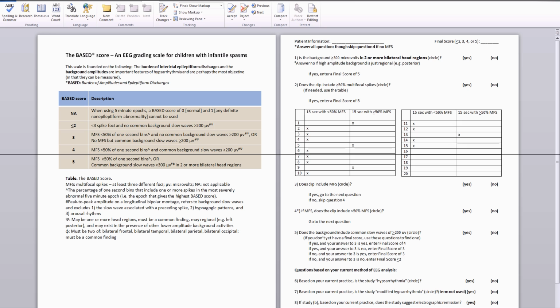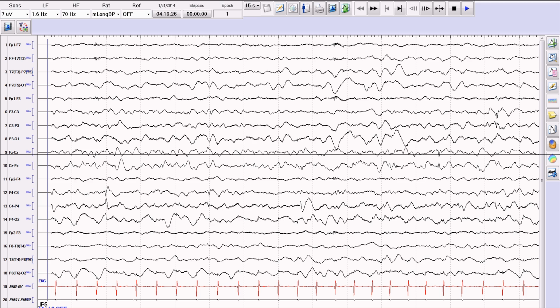So if we return to our base score in table format, you can see that the base score here is 4, given that there are less than 50% multifocal spikes. And although not illustrated, there are common background slow waves that exceed 200 microvolts in other portions of this 5-minute epoch. Here's our next EEG example. This is a post-treatment patient who continues to have multifocal spikes, though clearly less than 50% of 1 second bends on this 15-second page. In addition, the amplitudes of background slow waves are less than 200 microvolts. These findings are consistent throughout the 5-minute epoch.